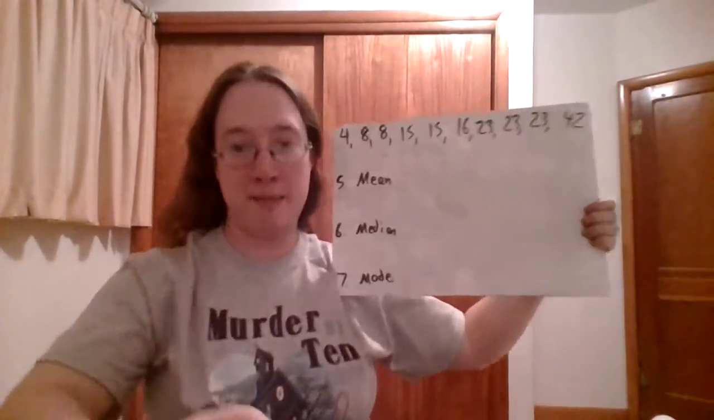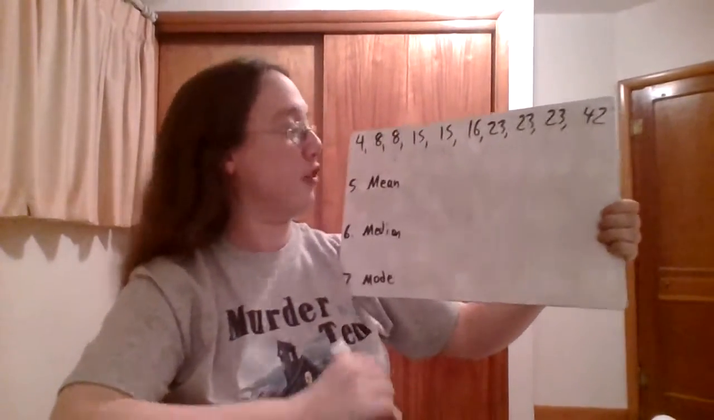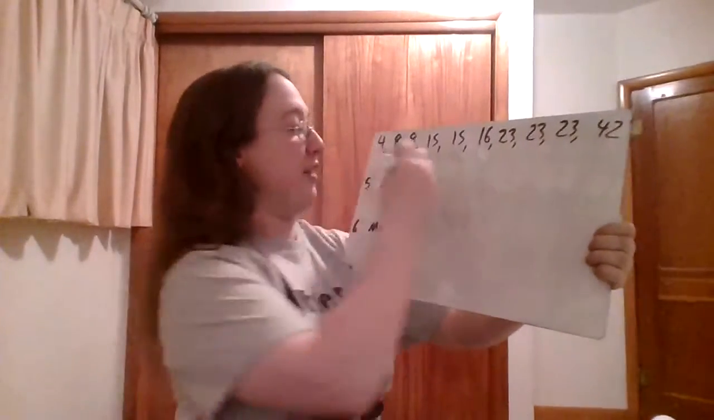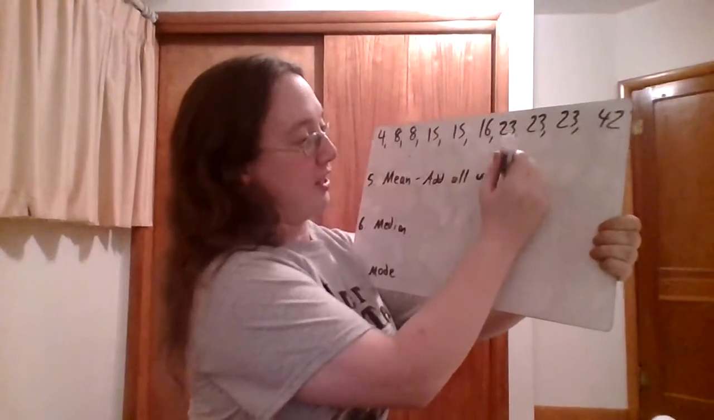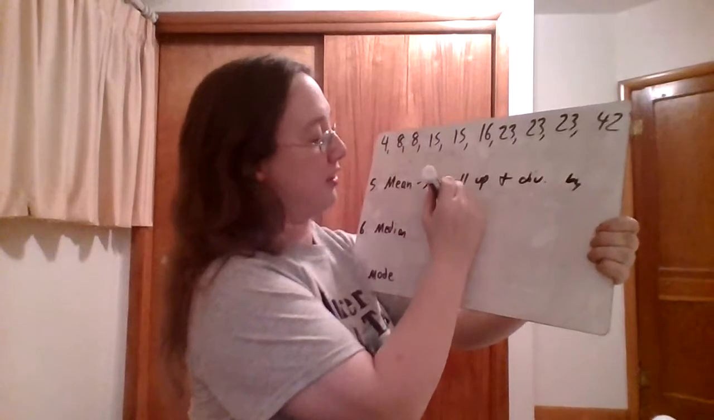Okay. Now we got some numbers, and we want the mean, the median, the mode, and a couple of other things that are on the next whiteboard. So the thing you probably want to jot down if you don't already have it somewhere is your mean: you add them all up and divide by your number of things.